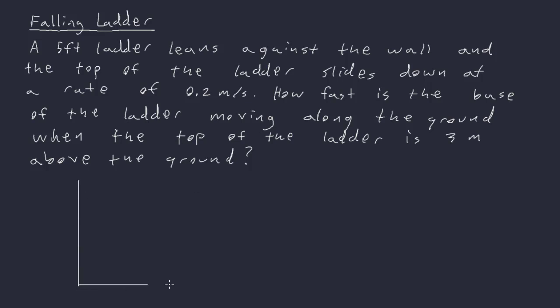Okay, so say we have this ladder here. It's leaning against the wall. And the ladder is 5 feet. I mixed these up, didn't I? Let me say it's 5 meters. Okay, so it's 5 meters. Okay, and as the top starts to slide down, the bottom starts to slide away from the wall, right? Because once, say, the height hits this point, in order for the ladder to remain the same length, as the top moves down, the bottom has to move out.